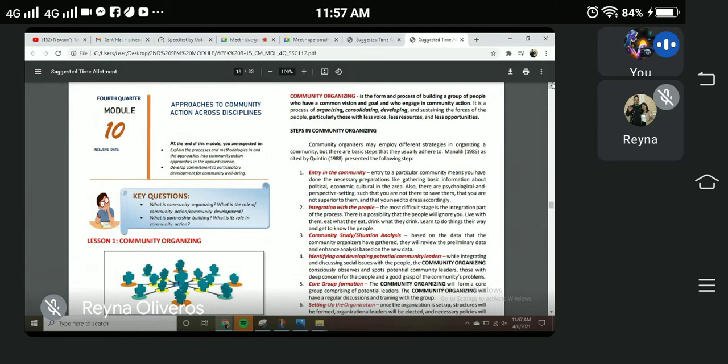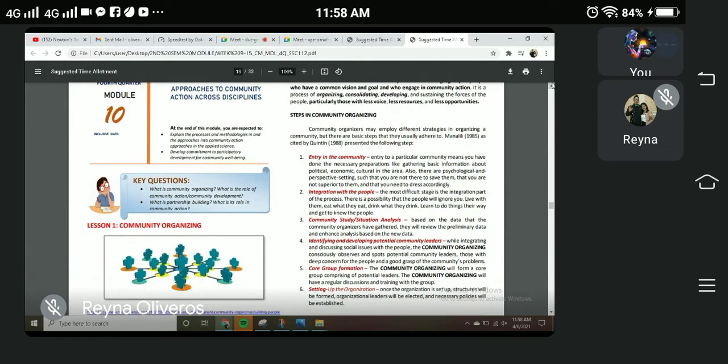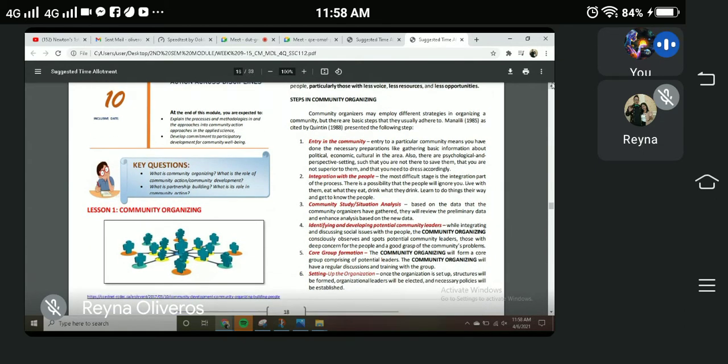Before we discuss those steps, community organizers are individuals that may employ different strategies in organizing a community. But there are basic steps that they usually adhere to, according to Manalili in 1985, cited by Quintin in 1988. So here are the different community organizing steps.